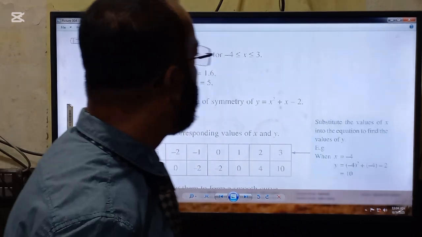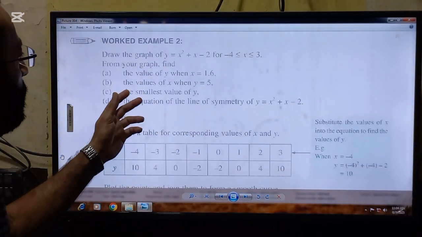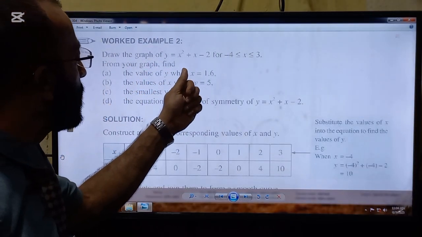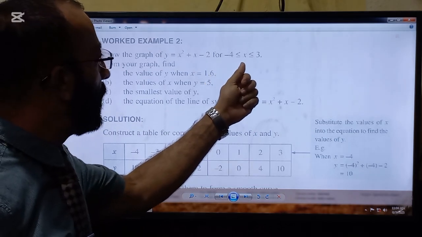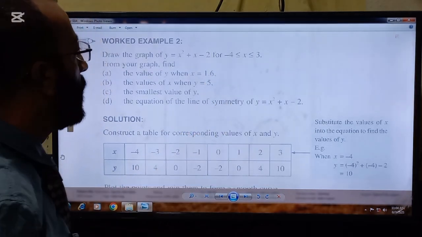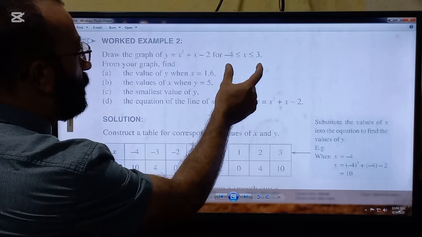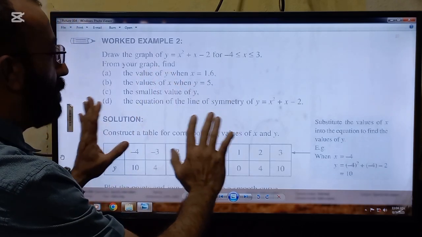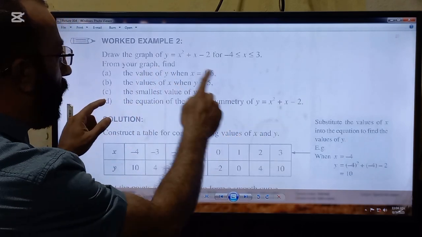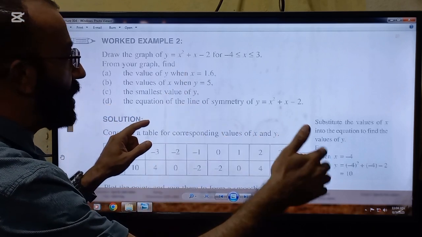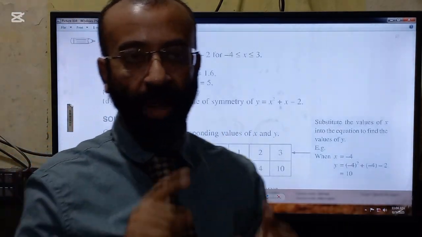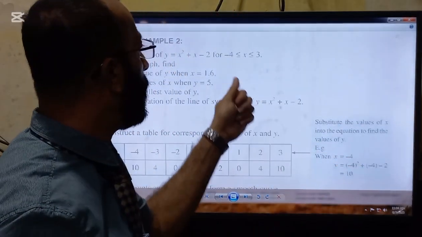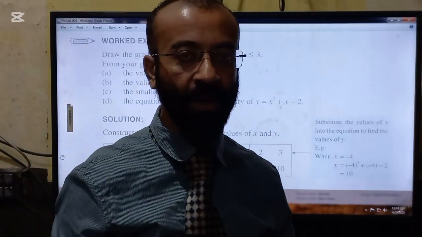And another important question is here. Draw the graph of y equals x squared plus x minus 2 for x greater than or equal to -4 and less than or equal to 3. So this is the condition which we have to follow. So the first step will be draw the graph, and all other things will be found later. So the first step will be make a table of the values following the condition. That will be the first step.